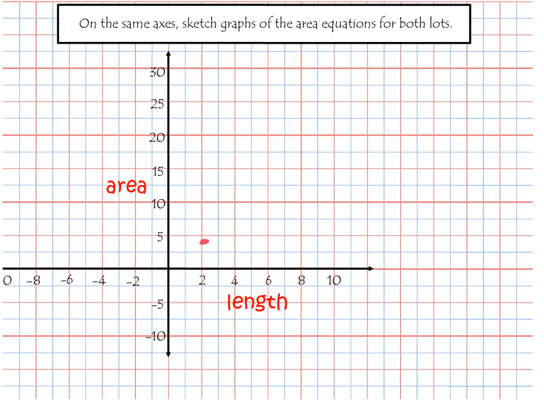And then my side length is 3 and my area is 9. So I'm going to go something like that. Okay, you get the idea. So stop it here, finish off your graph.